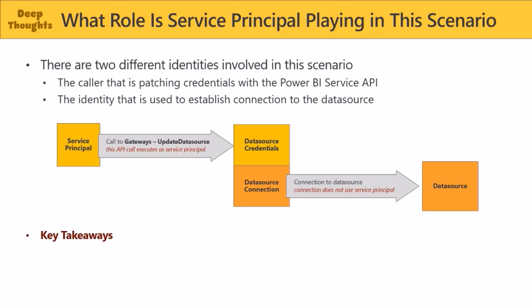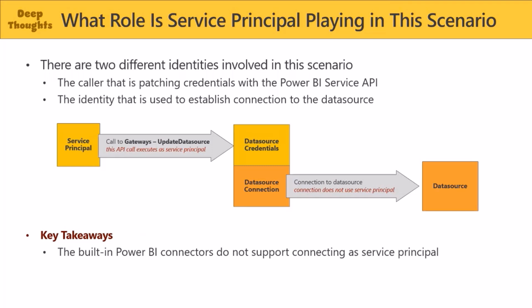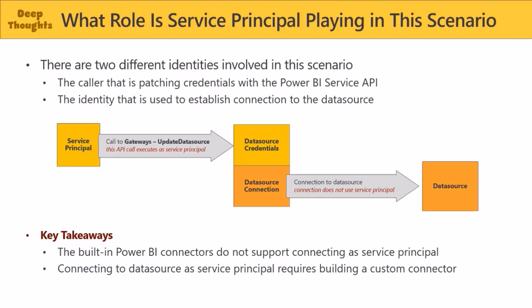So one of the big takeaways from this slide is that there are no built-in Power BI connectors that support connecting to a data source as a Service Principal. If there were, it would give you a box to put in the application ID and the application secret. So if you really want to connect to a data source as a Service Principal, in a proper fashion, the only way to do that today is to build a custom connector.